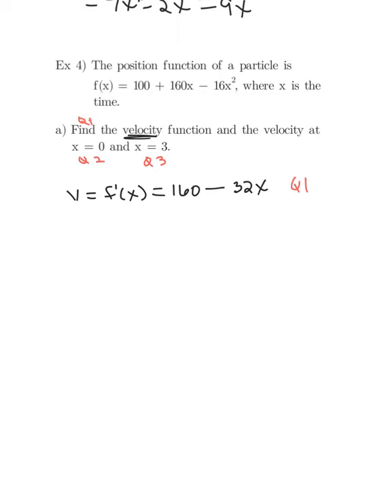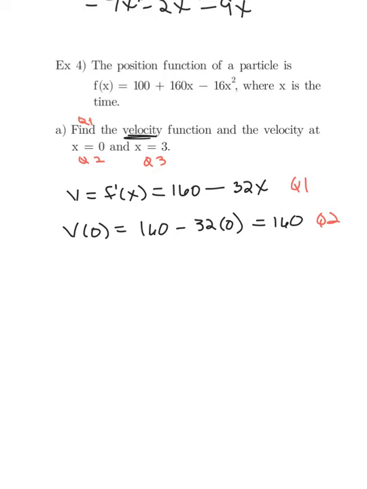Question 2 says, find the velocity at 0. So the velocity at 0 will be 160 minus 32 times 0, which is 160. We don't know any units of measure here, so we can't put a label on there. What we do know, though, is that we are moving forward and increasing by 160 whatevers from time 0 to time 1. So there's the end of question 2.